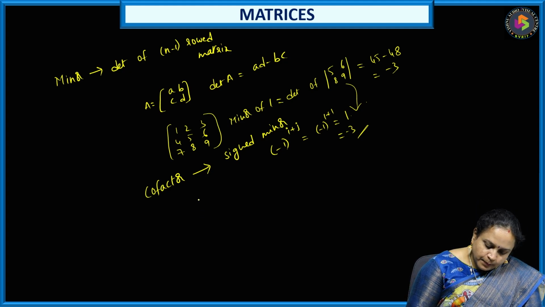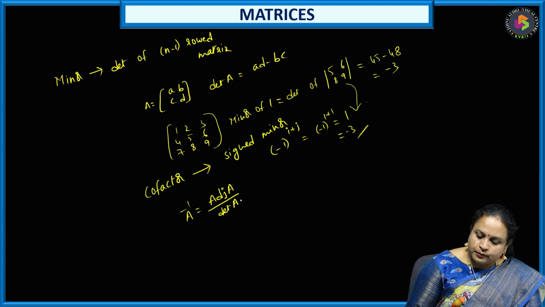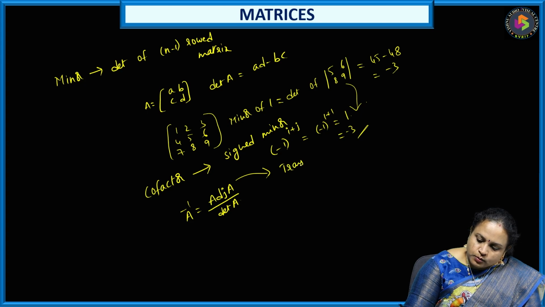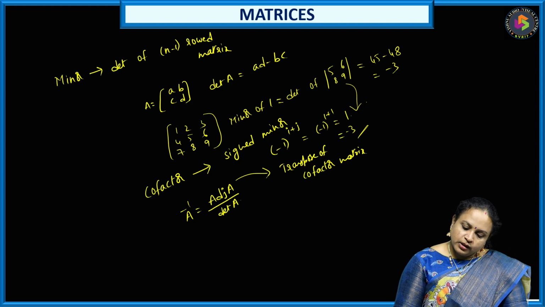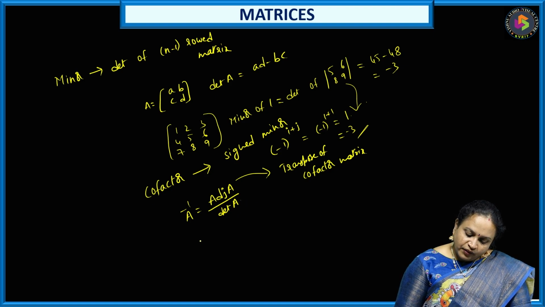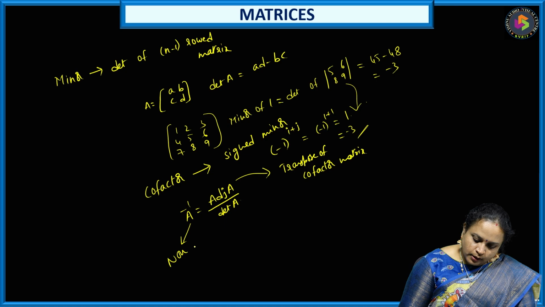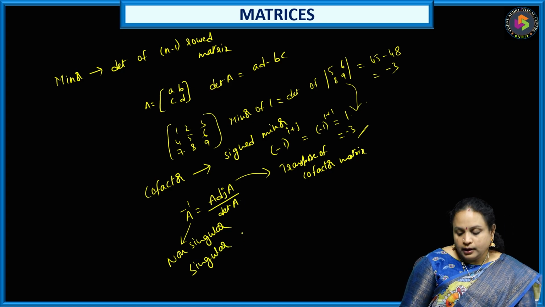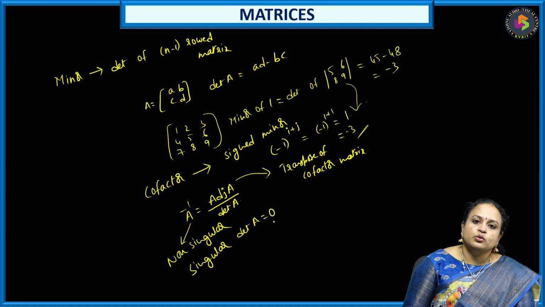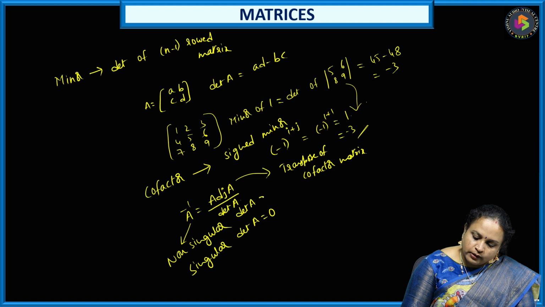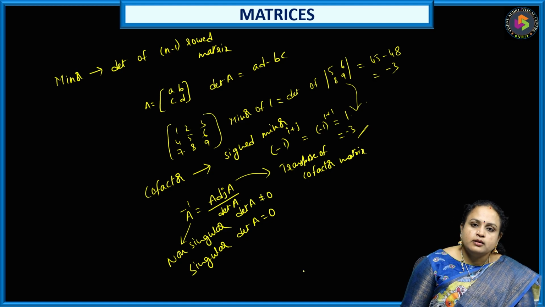And then we have A inverse. A inverse is adjoint of A by det of A. And what is adjoint of A? It is the transpose of the cofactor matrix. So A inverse is adjoint A by det A. And if the inverse exists, we call such a matrix a non-singular matrix, and singular matrix. If det A equal to 0, then we call such a matrix a singular matrix. And if det A not equal to 0, then we call such a matrix a non-singular matrix.